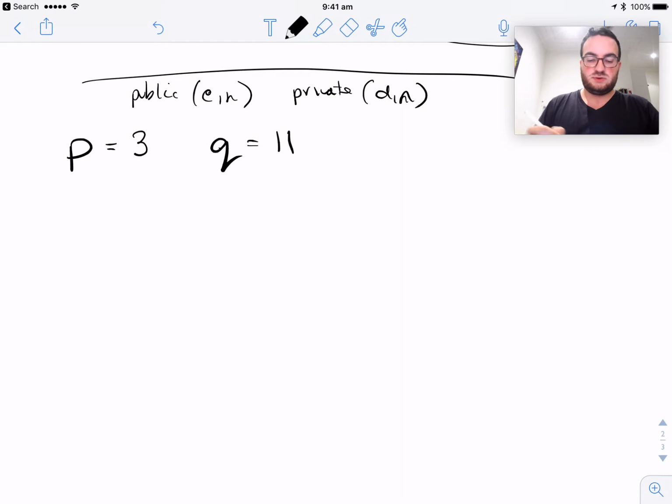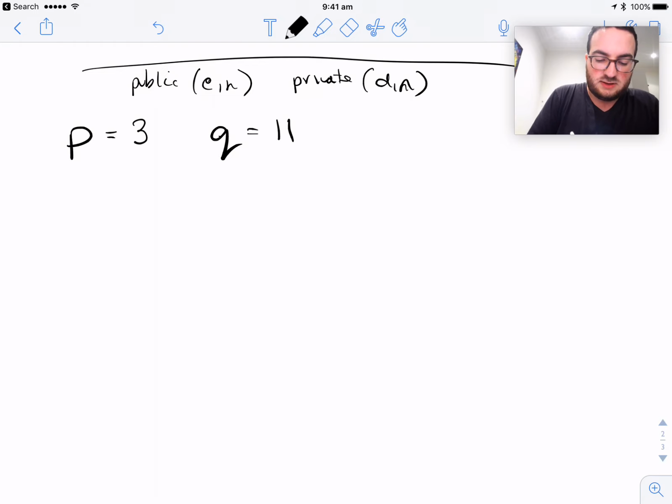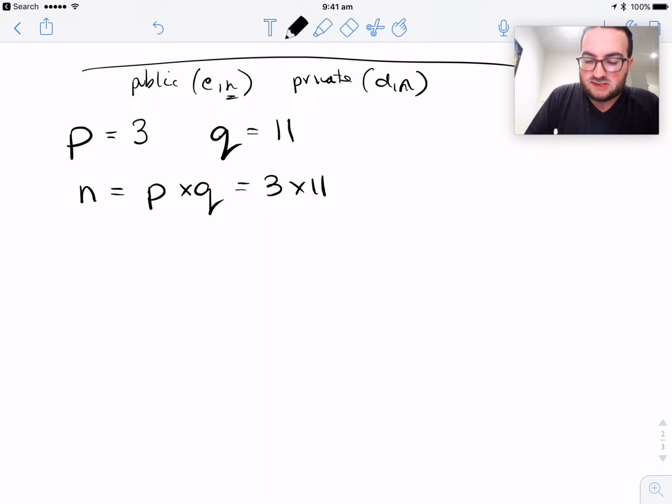And what I do is figure out one of my first numbers, and we figure that out by multiplying P times Q. I can do that quite easily: 3 times 11 equals 33. Excellent. I've done my first part of RSA. Figured out my first number.